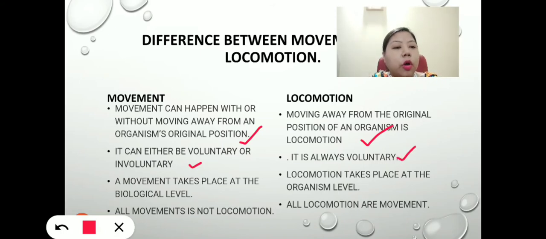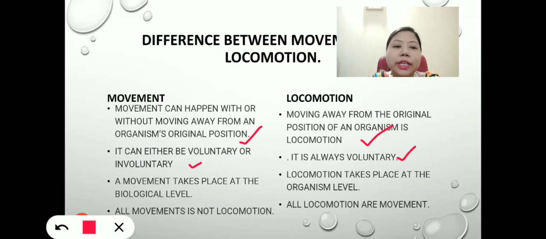But locomotion will always be voluntary, because if you want to go from your home to school, you have to move your legs and go to school. In that process, you are changing your position. If you are not voluntarily walking to school, of course nobody can take you. So you have to voluntarily walk to your school. Locomotion is the change of the position of the organism from one point to another, and it has to be voluntary. So locomotion is a voluntary movement.